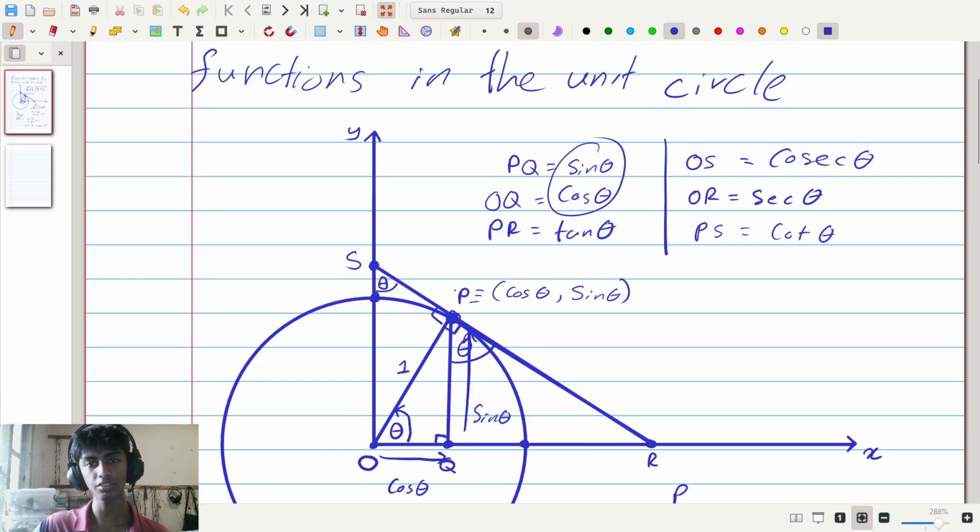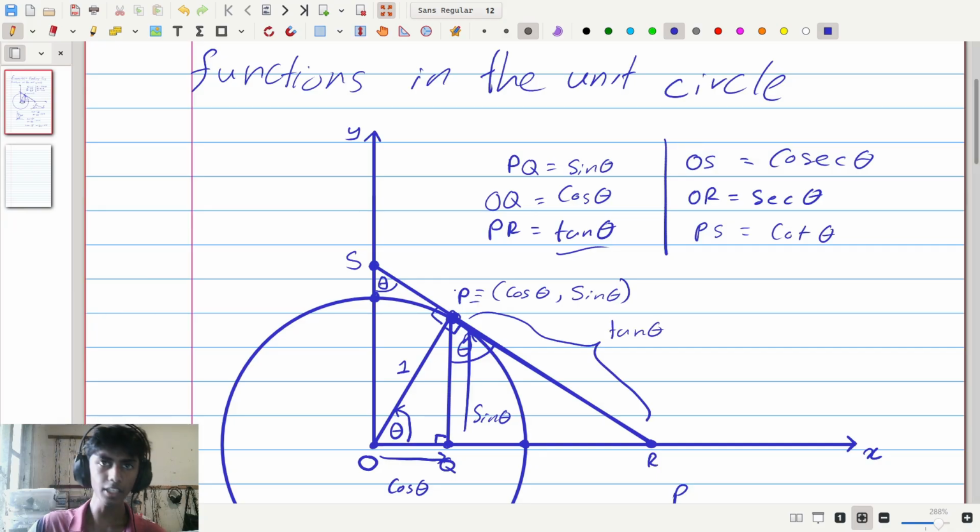Some of these also make sense, and a lot of students will learn this arbitrarily. I think this is a good way to actually understand what these functions are and what they mean. The tangent and cotangent are very easily understandable, I think, when you draw it like this. You just draw the tangent at the point P, and this length of the tangent is tan theta, and the other part of the tangent is cotangent theta or cot theta. I think that's very clear.